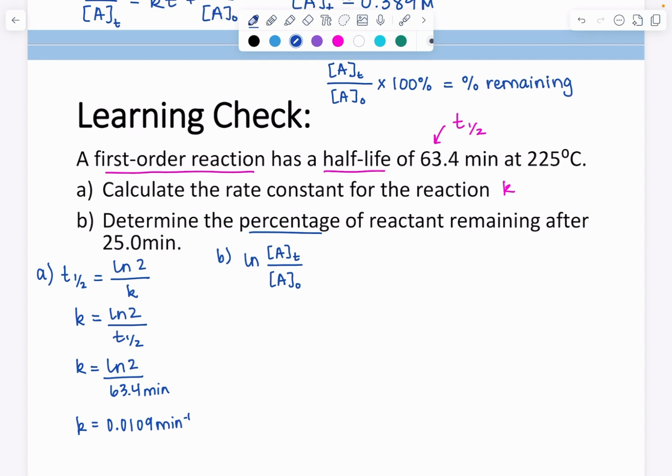The integrated rate law for first order reactions has that ratio built in, where we have the ratio of the concentration of A at time t divided by initial concentration. This is equal to negative k times t. So all we need to do is actually solve for that ratio. We don't need the actual, and we can't find the actual value of A at time t and 0, because we don't have any information about concentration.